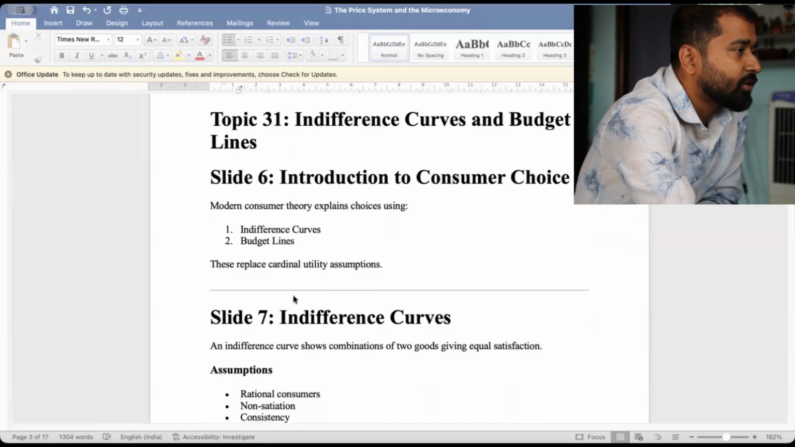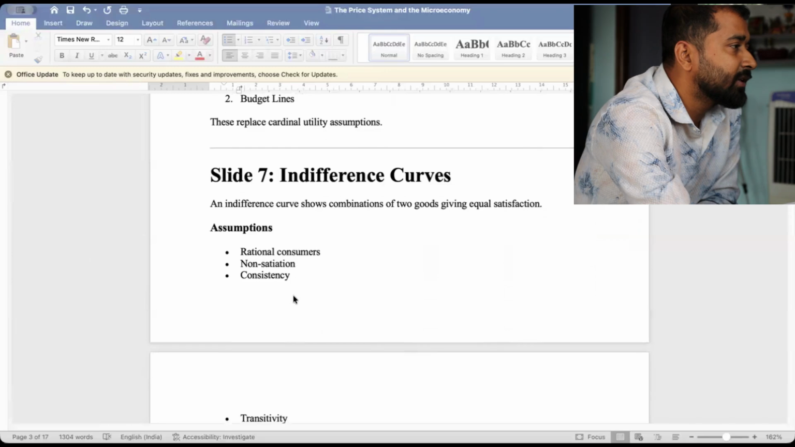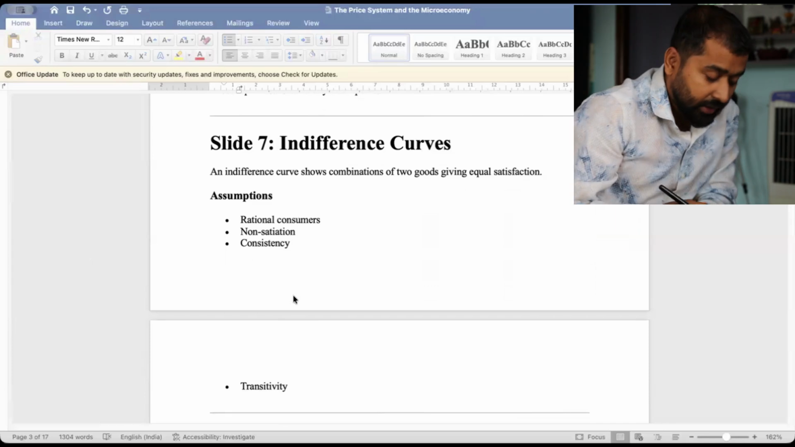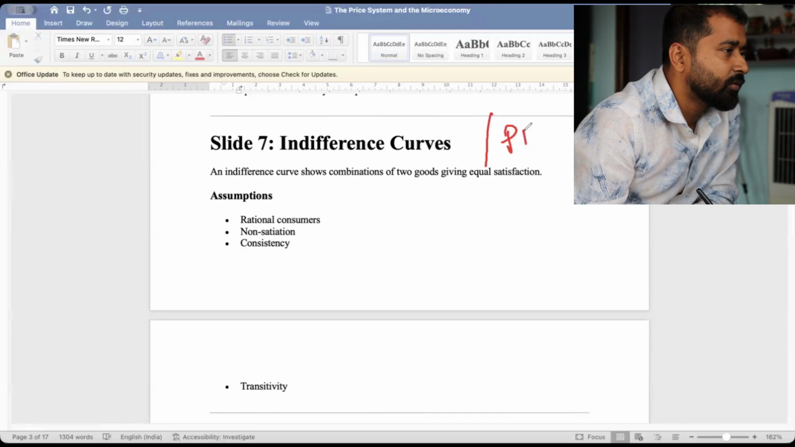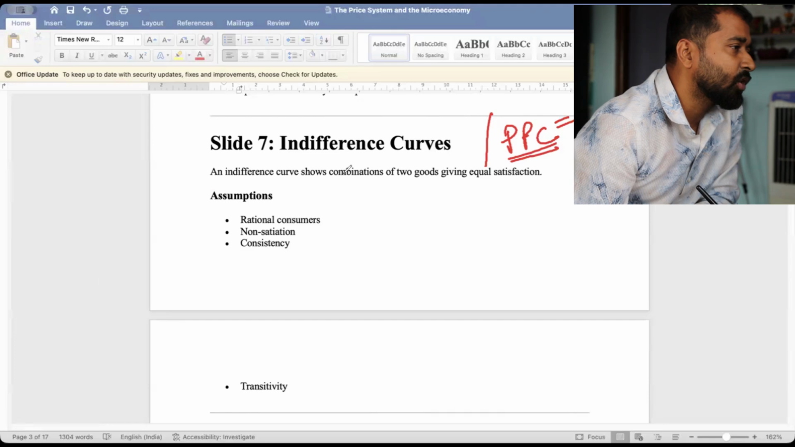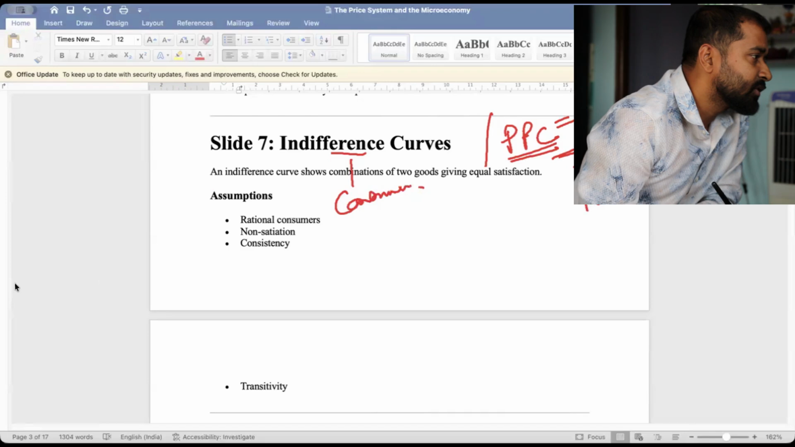Now come to the next topic, that is the indifference curve and the budget line. Now what is an indifference curve? An indifference curve is nothing but the combination of two goods' consumption. Again, I am using this word: two goods consumption. If you remember one more thing we have seen at ACE level, that is the PPC, production possibility curve, which is a combination of two goods' production. Here it is just the opposite, a combination of two goods' consumption. That one is the producer point of view, but this one is the consumer point of view. So these are the differences here.